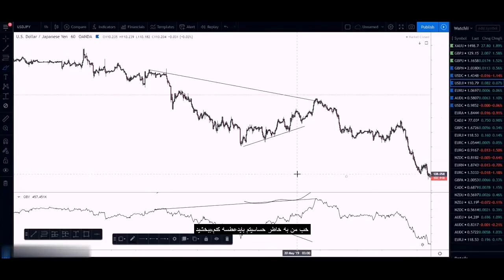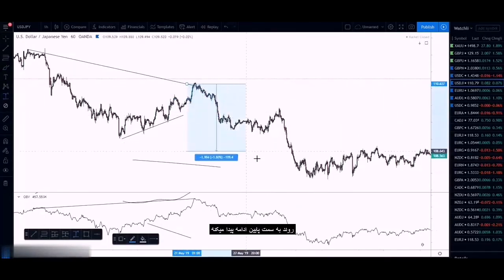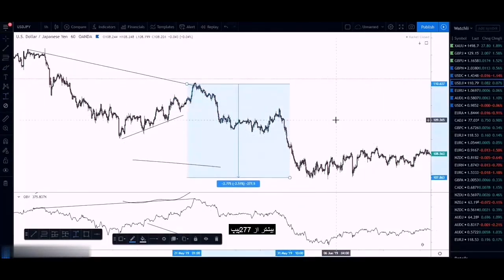I have to sneeze, so if I sneeze, I'm sorry. I don't know why I'm so allergic today. But bearish hidden divergence spotted here. Oh my god. And what do we have after that? Market continuation to the downside. 277 plus pips. Guys, it's not rocket science.